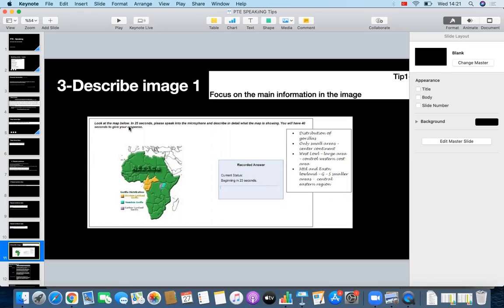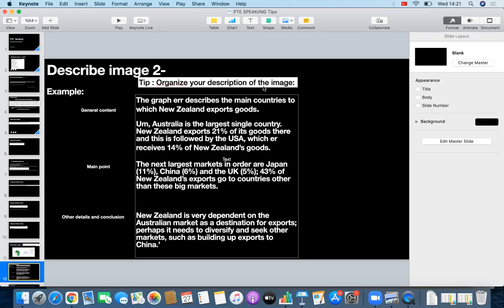Describe image is the third section. In this one, you have to focus on the main information on the image. This is important, right? Also, you have to organize your description of the image. So if you see a graph, you have to talk about the general content of the graph first, and then talk about the main point as it is in the example, talk about other details and conclusion. Right, let's move on to the next.